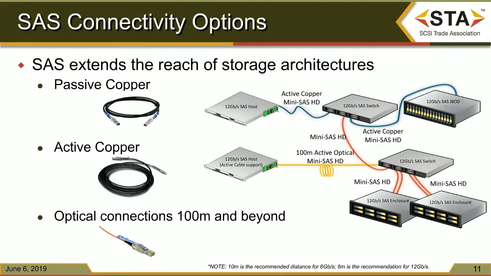When it comes to the connectivity and the assemblies, we have three primary technologies: passive copper, active copper, and optical connections for 100 and beyond. Beyond that, we even have numerous connector formats and features such as Mini SAS, Mini SAS HD, and QSFP. So it really provides designers of storage systems the ability to configure orientations of their components that can be optimized for their particular needs.